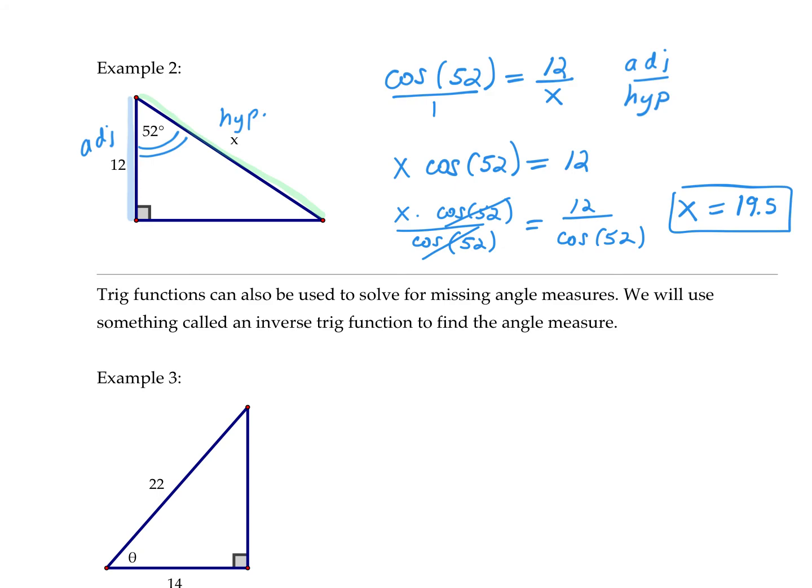Okay, on your phone, again, it's going to be a little bit different. So clear out anything that's on your phone already. You're going to press 12 divided by, so let me write a note here, on phone. 12, then divided by, and then we want to type in 52, then press the cosine key, and then press equals. And you'll see 19.49, and that's how we round to 19.5.